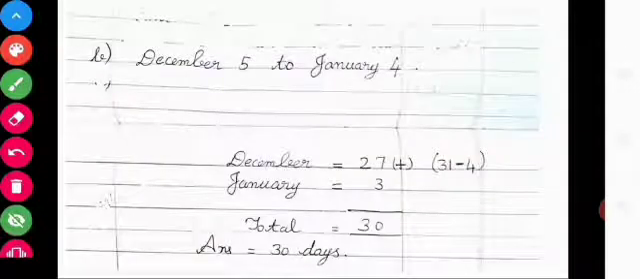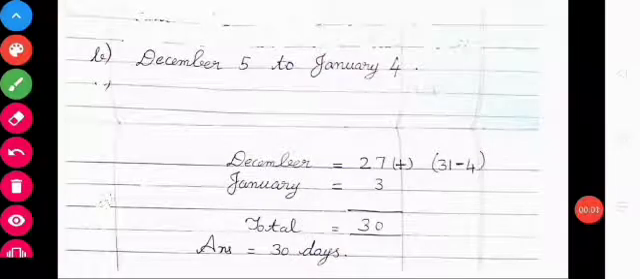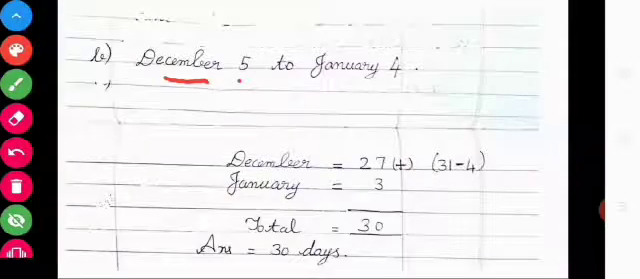And the next one. December 5 to January 4. December month, how many days? 31 days. December 5, so before it December 4. So 31 minus 4. Remaining how many days in December? 27 days. And then January 4. January 4, before it January 3rd. So add 27 plus 3. It is 30 days. Total number of days is equal to 30 days.